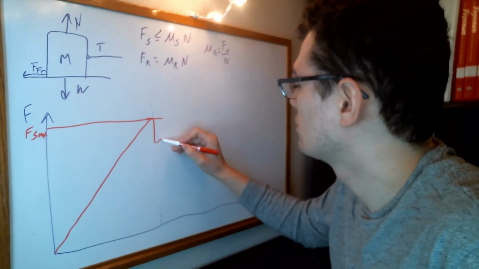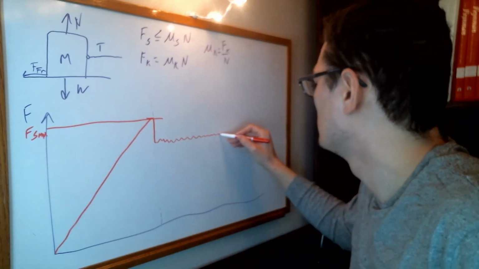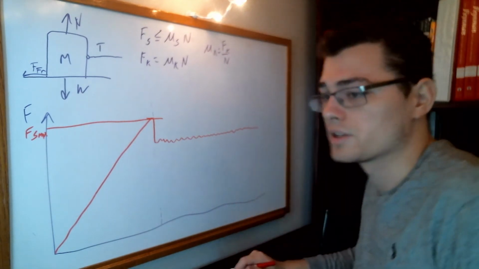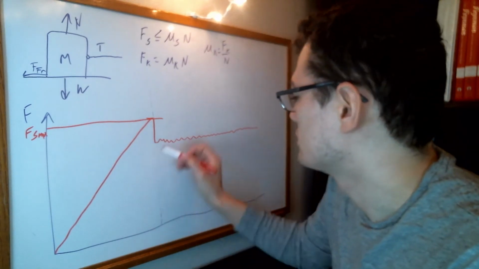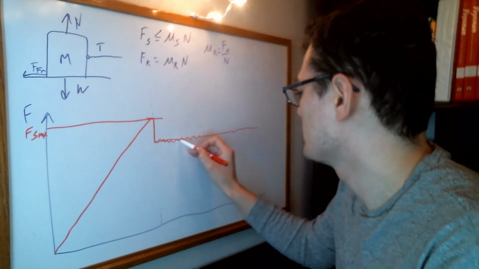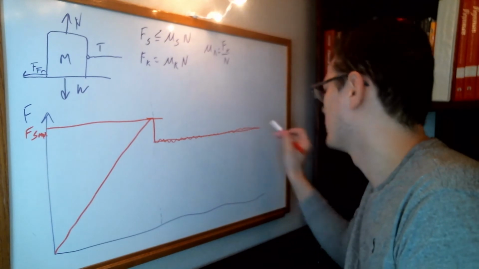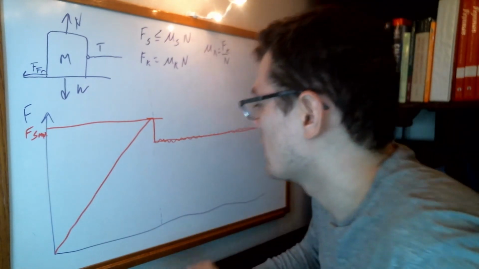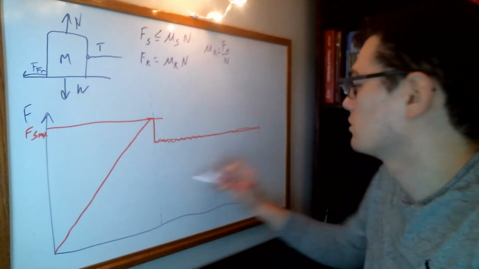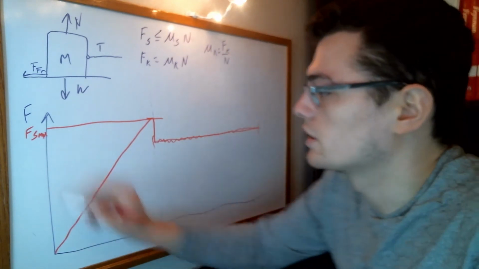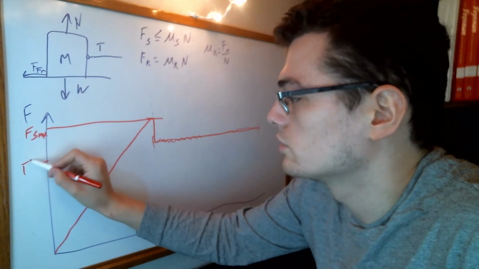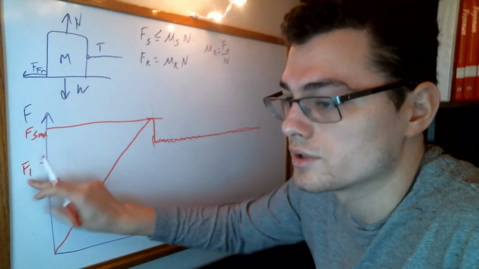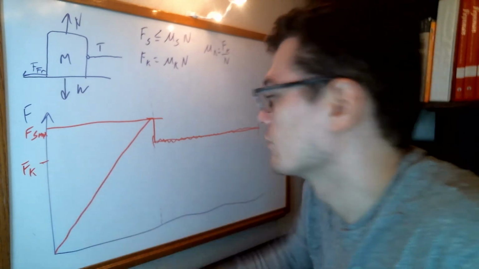So this is going to peter out like this. And so it's going to bounce up and down here, right? But this line is essentially constant, even though it's moving up and down. If you take the average over all of this, this is the constant line that you get, and this is going to be Fk, or the force due to friction.